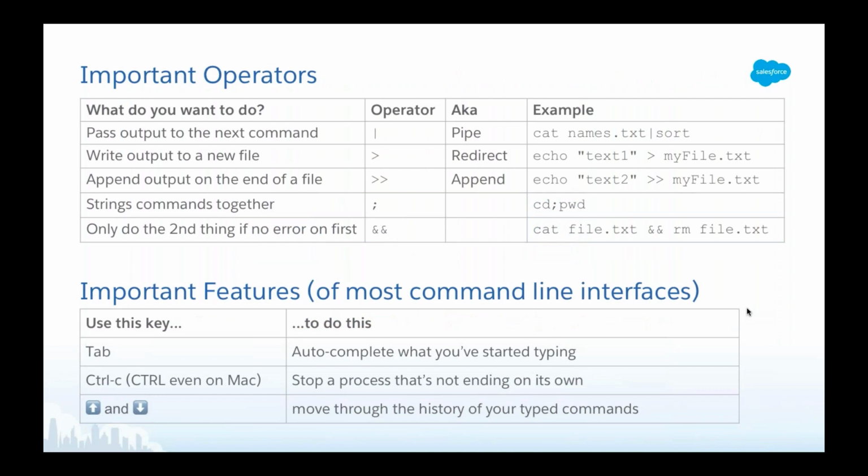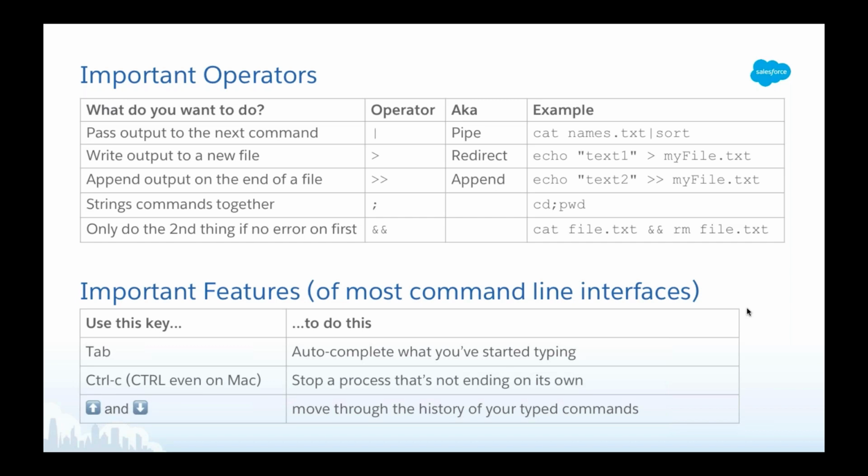I just want to point out a couple of other important features here. On the command line, using the tab can help you auto-complete what you've started typing. That's super handy. This works for things like commands or directories. Control-C allows you to stop a process that's not ending on its own. So if you type something and you're just sitting at a screen waiting and nothing seems to be happening, just press Control-C, and it is Control even on a Mac.